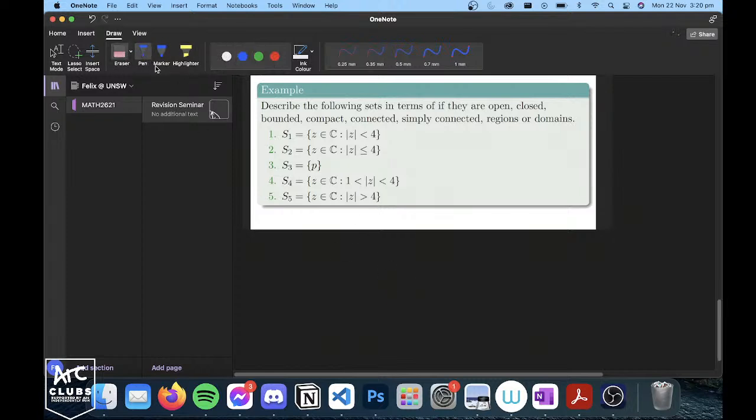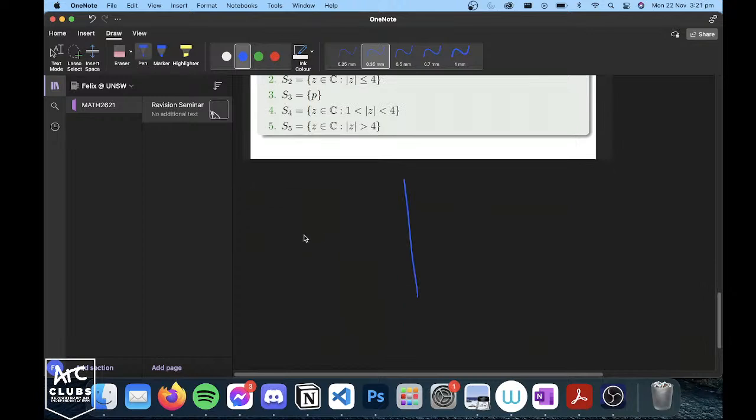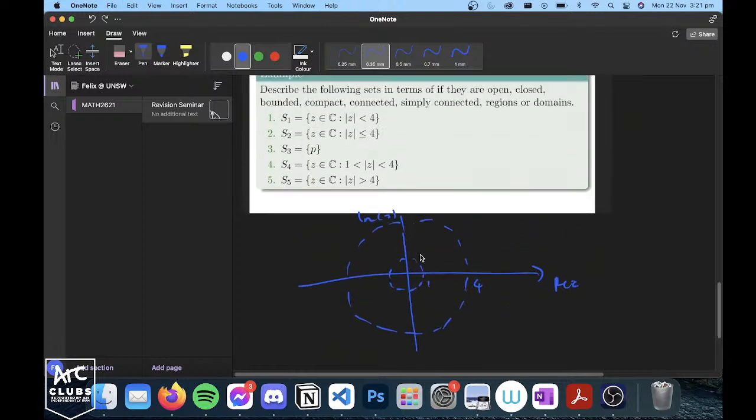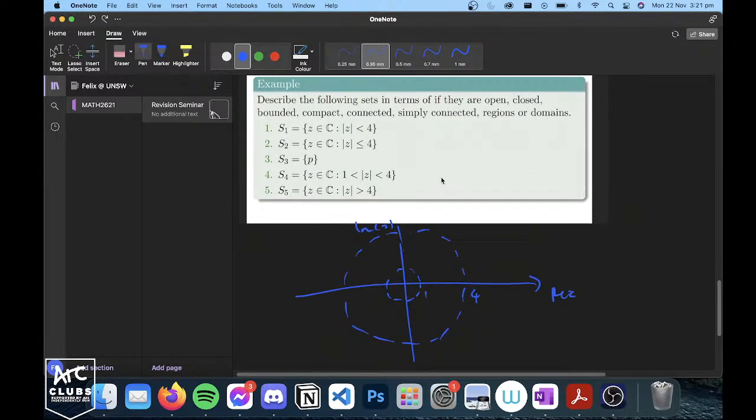4. So pretty similar to before, but now we have an open circle with radius 1 and also another open circle with radius 4. It's not to scale. Okay, and this is real Z, and this is imaginary Z. And so what we're looking at is just here. Well, is it open?